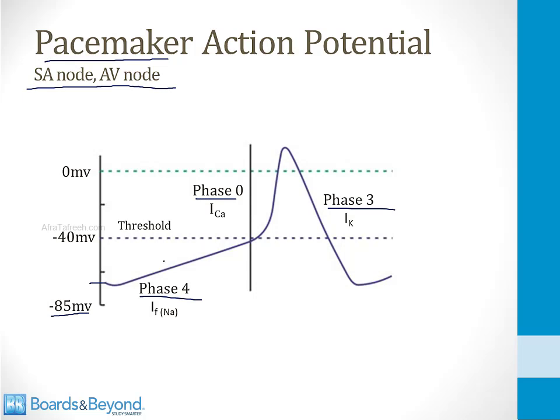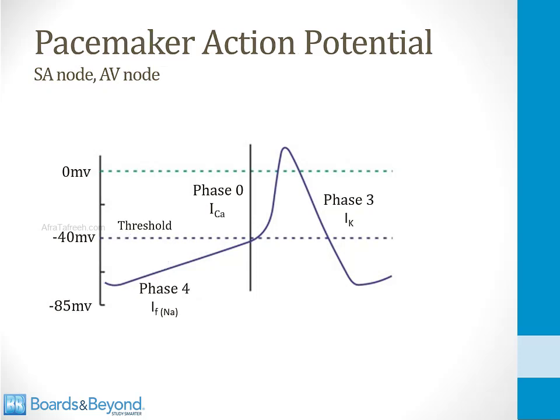And then finally, note that in phase 4 of this action potential, the membrane voltage is not constant, but it slowly drifts upward. The reason for this is because of something called the funny current. This is a slow inward leak of sodium ions. Because sodium ions are positively charged, as they leak into the cell, they cause the membrane potential to slowly drift upward until the cell reaches a threshold voltage of about minus 40, and then it depolarizes.